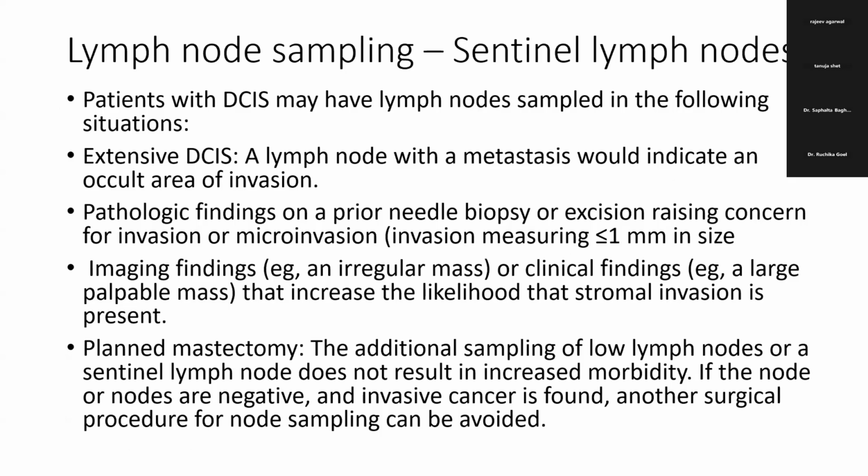Why is it important? Patients with DCIS may have lymph node sampling in the following situations: when there is extensive DCIS, when the pathologic findings suggest microinvasion, and when imaging findings show, along with the calcification, an irregular mass or a large palpable mass showing likelihood of stromal invasion. And when it's a planned mastectomy, we sample the nodes so that even if invasive carcinoma is found later, another surgical procedure for node sampling is avoided.